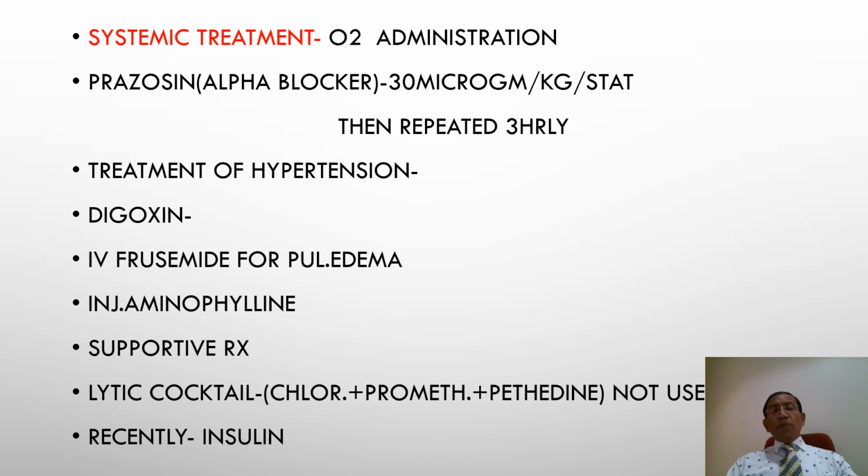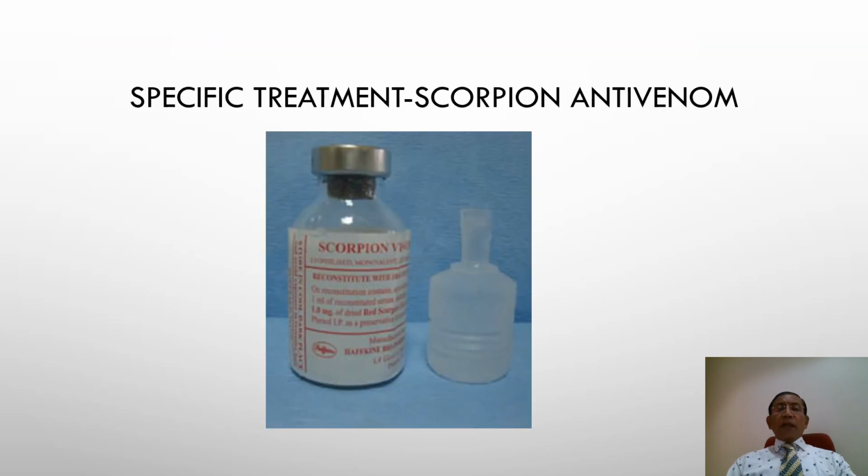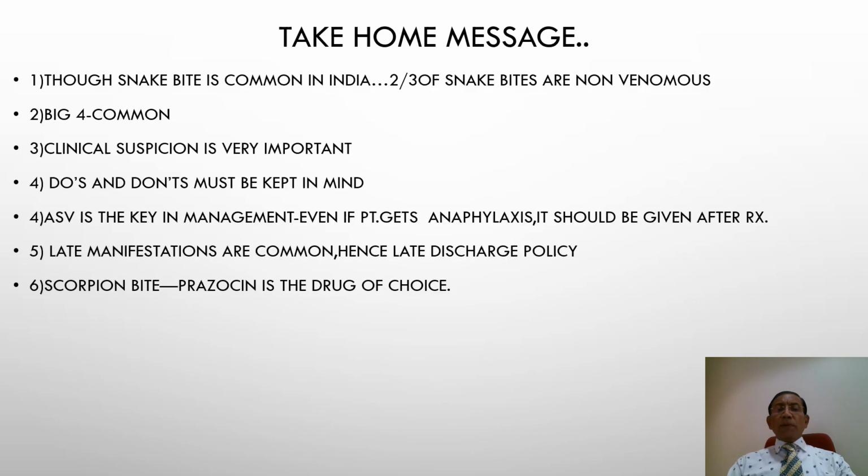Supportive treatment: previously, people used something called a lytic cocktail, like chlorpheniramine maleate and promethazine, but now it is not used. Some people use glucose insulin treatment. And the specific treatment is scorpion antivenom, which is available at some places.